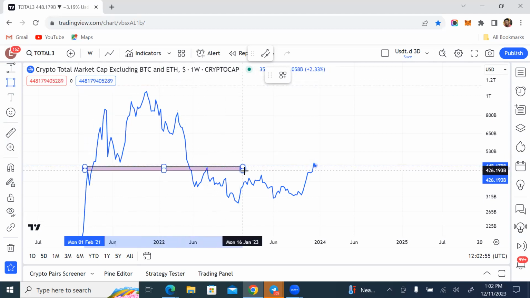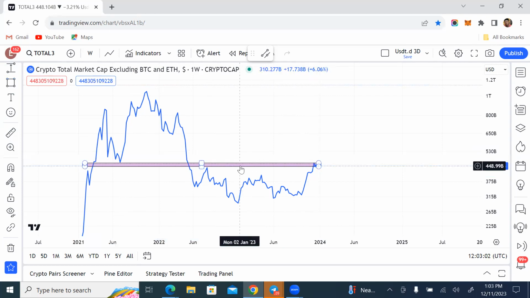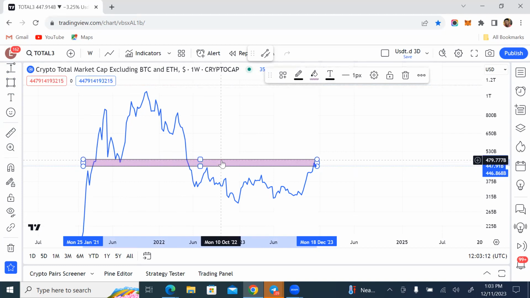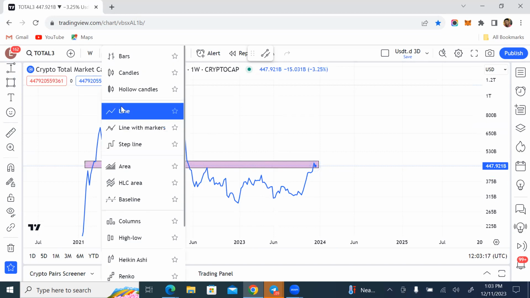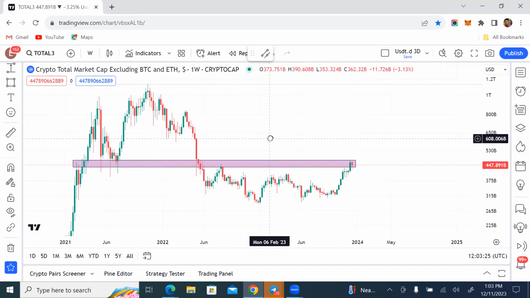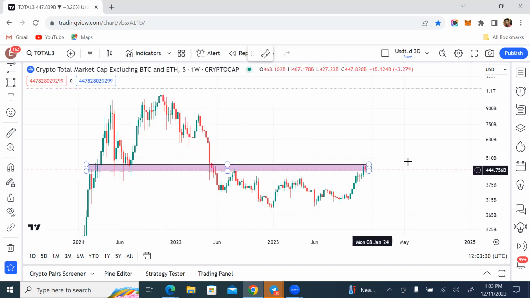Then draw a zone connecting all of these areas. I think this is perfect. Connecting all of these areas together, then put it back on candles to see what you are doing. Can you see it? Good. Can you see what we're doing? Good.